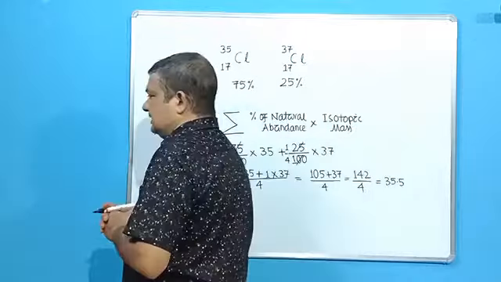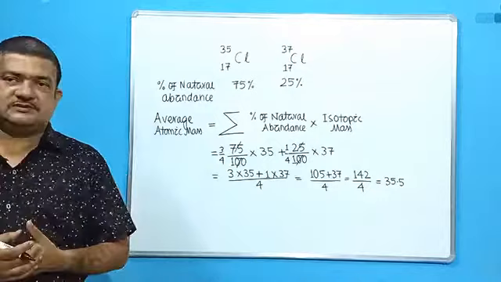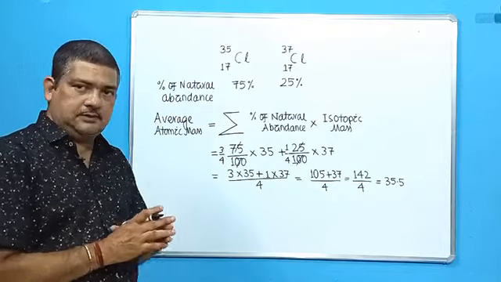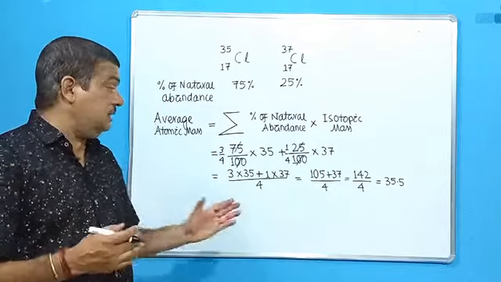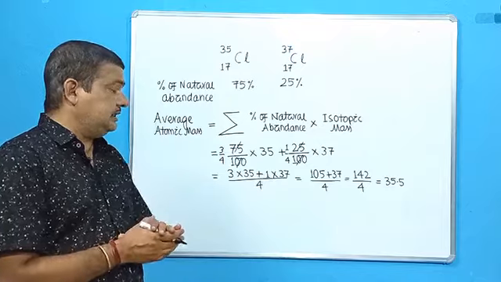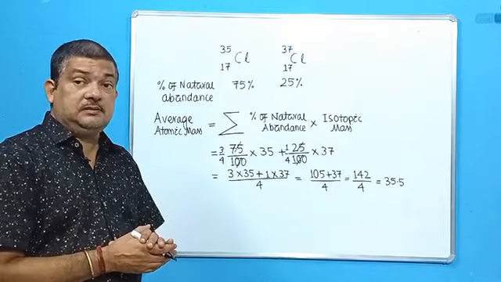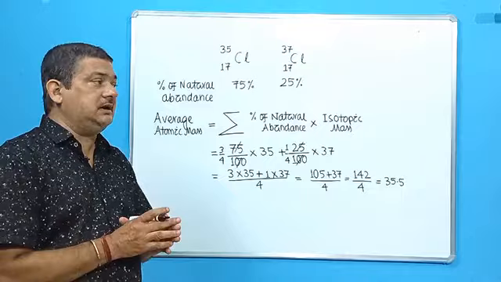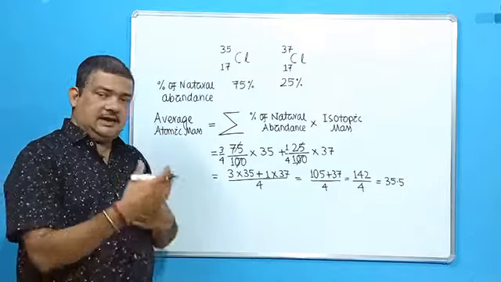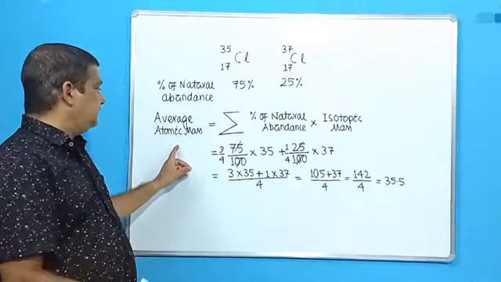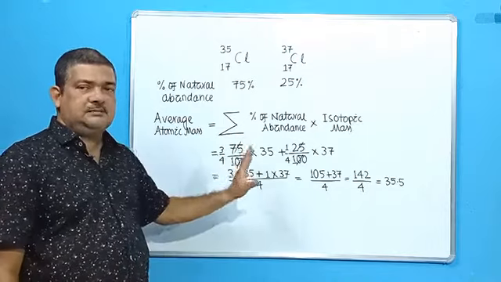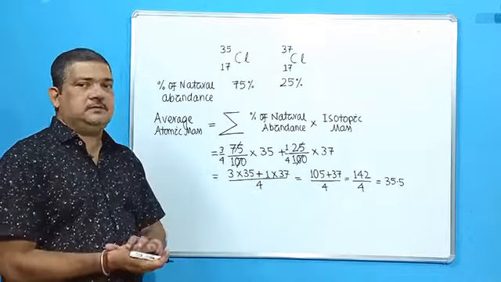So I told you this one in the last class and tried to explain it, but some of you could not follow it and asked me how it is possible that 35.5 will be the atomic mass of chlorine. So this is how we have to calculate. Later on, I will again discuss the calculation of average atomic mass. For the time being, remember this is how it is found out.